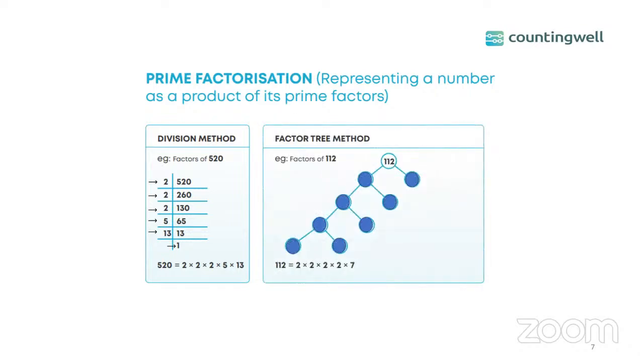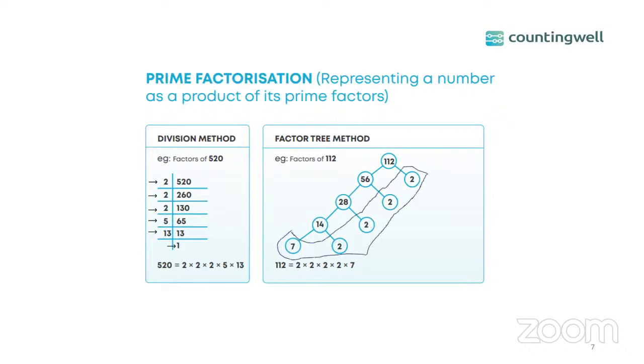Next, let us see prime factorization by the factor tree method. Let us find the factors of 112. We see the smallest number which divides 112 is 2. So we have 2 into 56 as 112. Now we factorize 56 as 2 into 28. Then we factorize 28 as 2 into 14. And then we have 2 into 7 as 14.